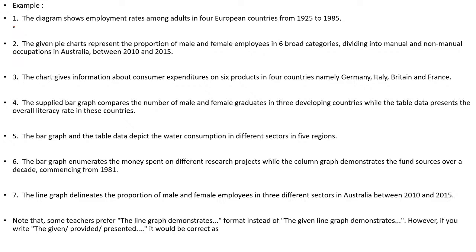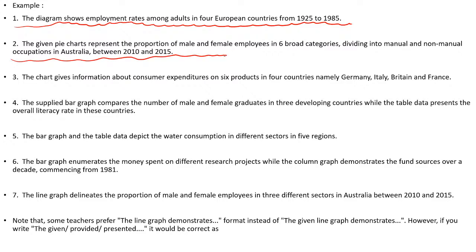The diagram shows the employment rates amongst the elderly in four European countries from 1925 to 1985. The given pie chart represents the proportion of male and female employees in six broad categories, divided into manual and non-manual occupations in Australia between 2010 and 2015. The chart gives information about consumer expenditure on six products in four countries, namely Germany, Italy, Britain and France.